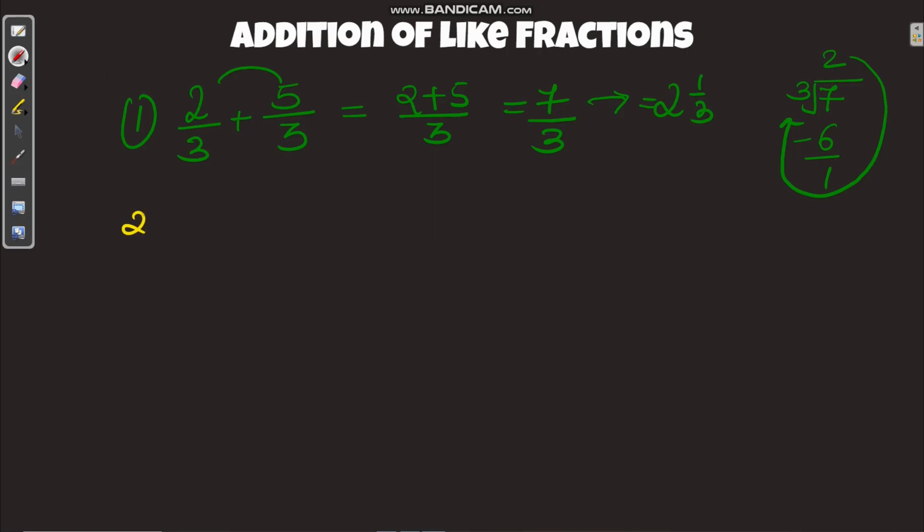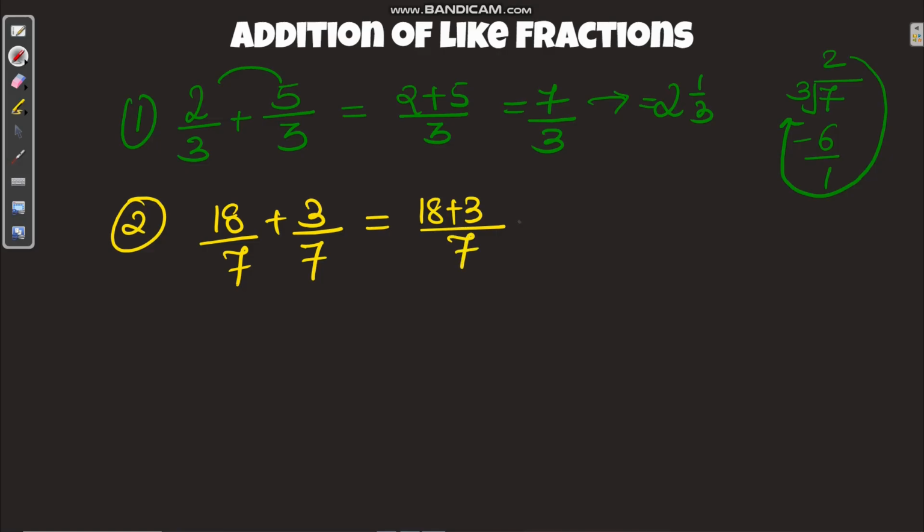Next example, let's take 18 upon 7 plus 3 upon 7. Because they are like fractions, the denominators are same, you can add the numerators. So that is 18 plus 3 upon 7. So that is nothing but 21 upon 7. You can cancel this. So answer is 3 over here.